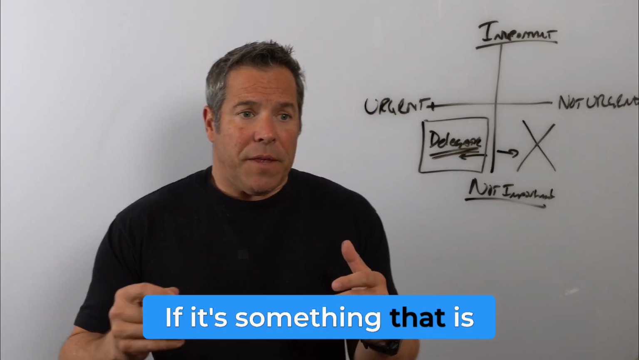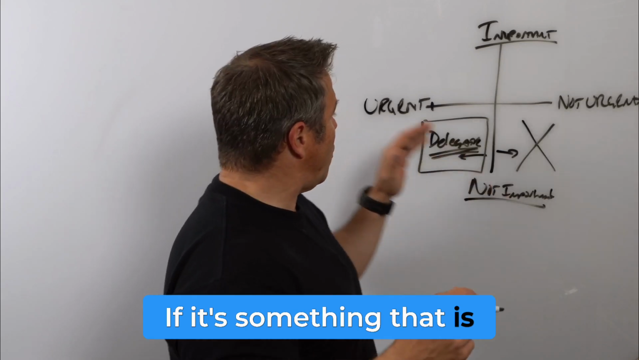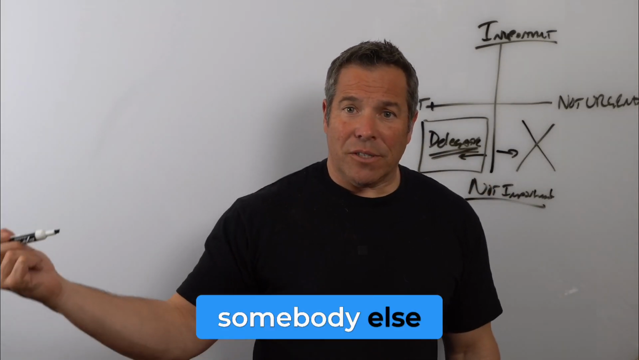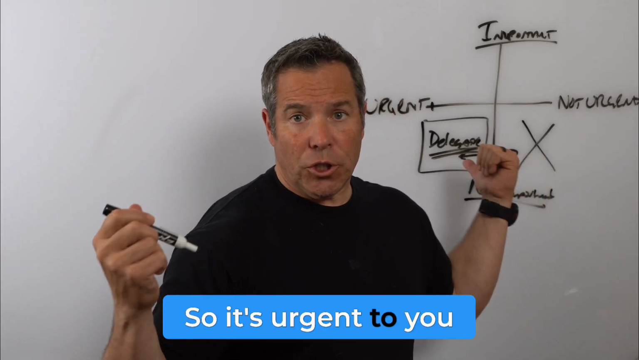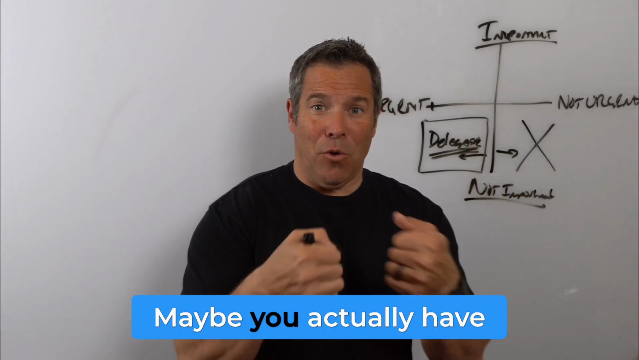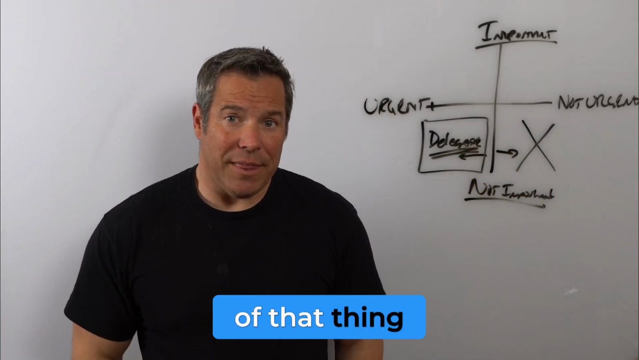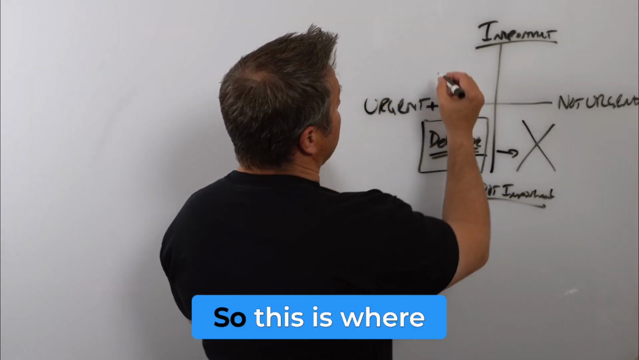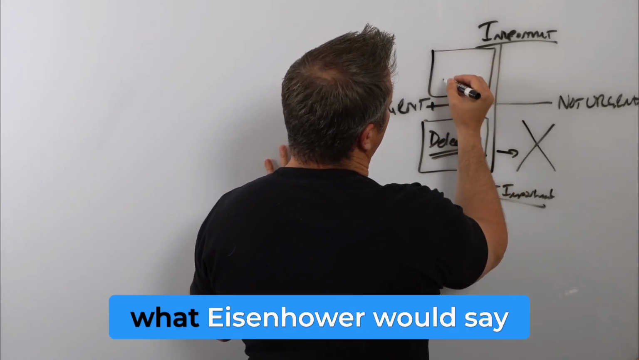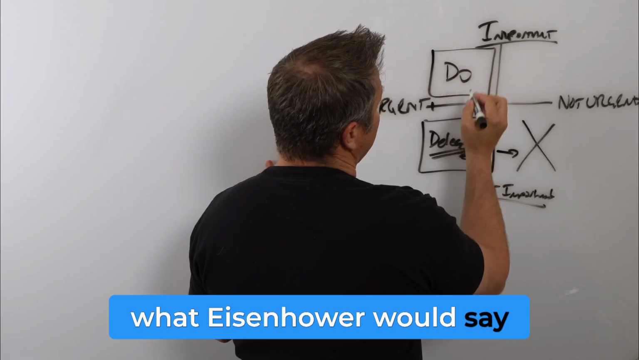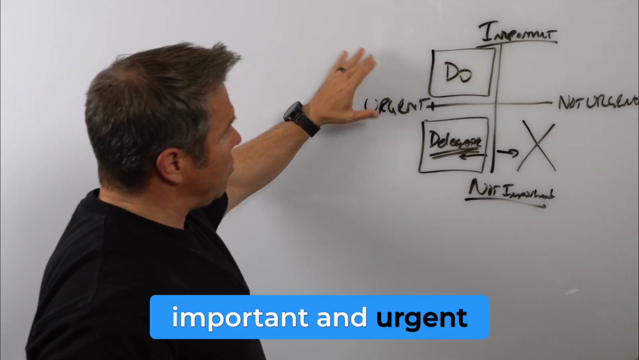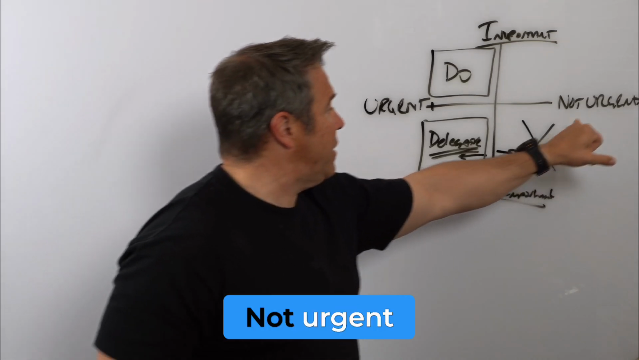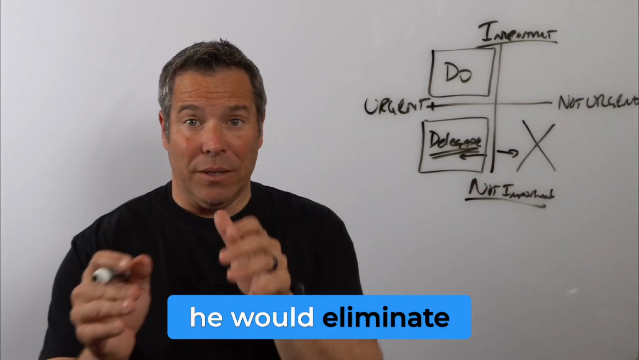If it's something that is urgent to you but not important to somebody else, maybe you actually have to take ownership of that thing. And then there's important and also important to you. So this is what Eisenhower would say to do. At the top, important and urgent, he would do. Urgent, not important, he would delegate. Not urgent, not important, he would eliminate.